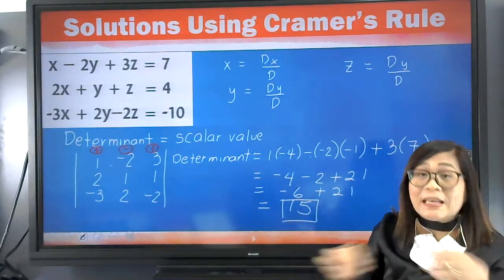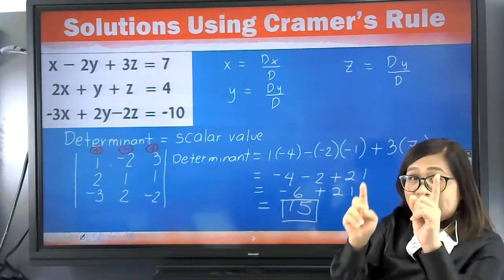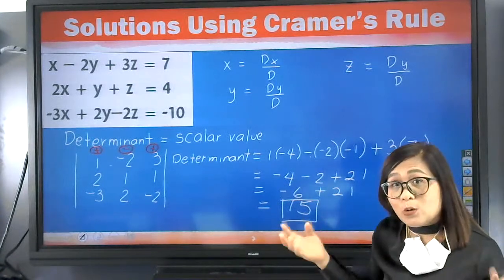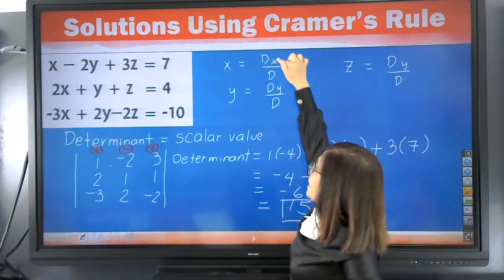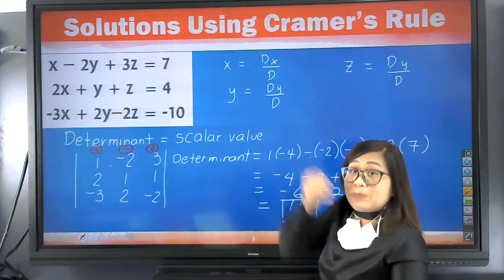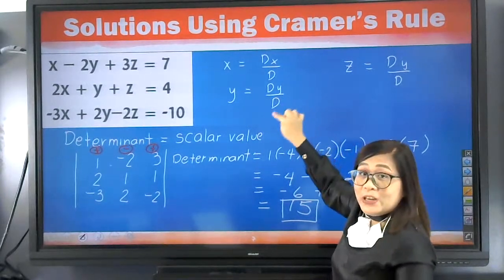Everyone, students, can you please follow the teacher for the formula? So to find x, you have to speak. At home, you can also speak about it. So what is x? X equals determinant of x over D. Please follow. Y equals Dy over D.